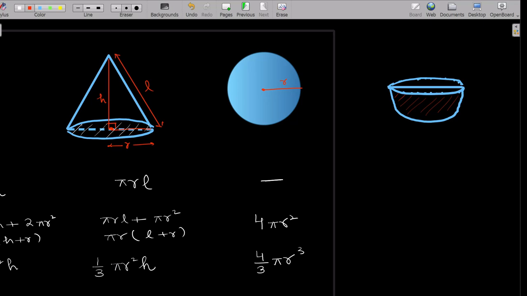The surface will be half of it. Half of this, yes, so that's 2 pi r square. Yes, 2 pi r square. And for total surface area you add the area of top circle. The radius is r.